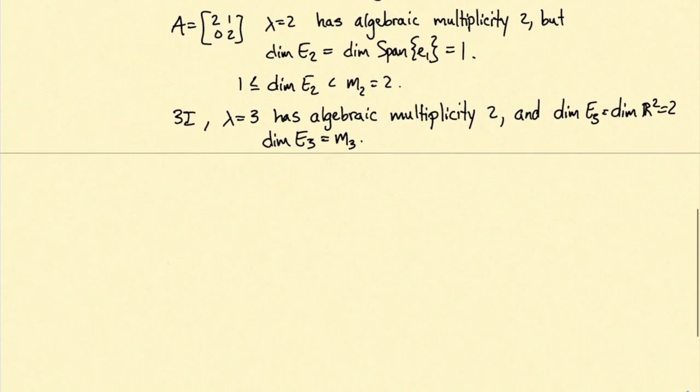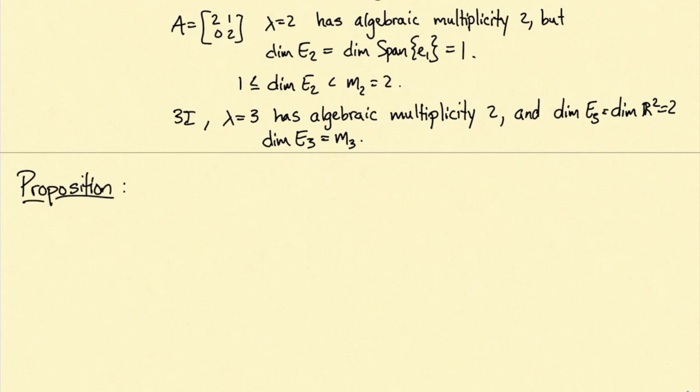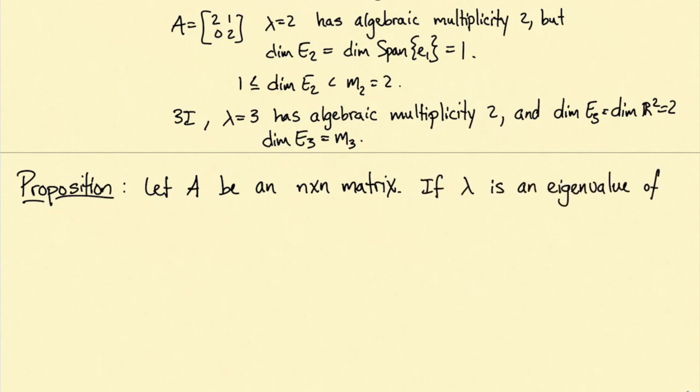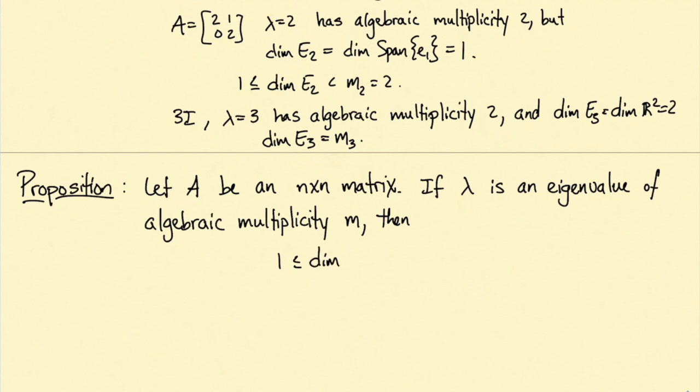In general, this sort of behavior applies to all square matrices. If we let A be an n by n matrix, if lambda is an eigenvalue of algebraic multiplicity m, then the geometric multiplicity of lambda is at least as large as 1, but no larger than m.